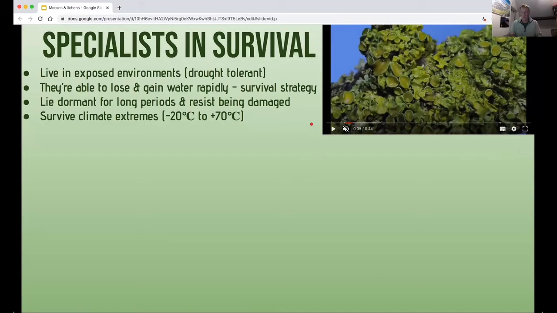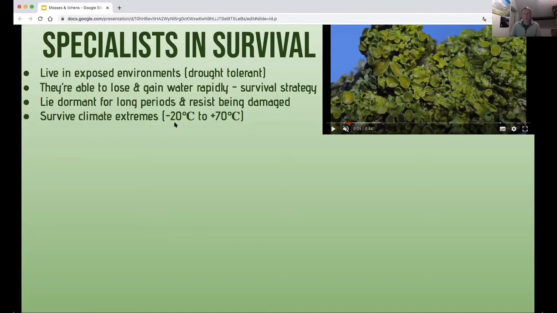When they're active, they're more susceptible to being damaged. So when it's dry, they can tolerate the long dry periods and they're less likely to get damaged, and they're less likely to get grazed as well. So they function metabolically when it's wet, but not when they're dry. So this ability means they grow relatively slowly, but also they can live for quite a long time. They can survive these extreme climates as well.